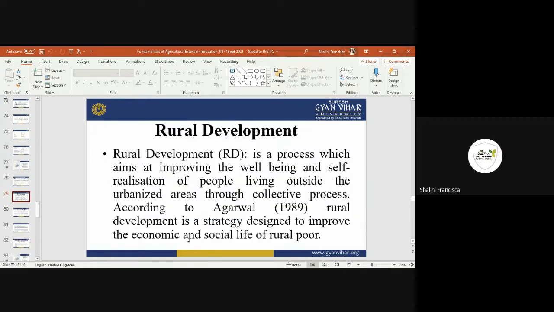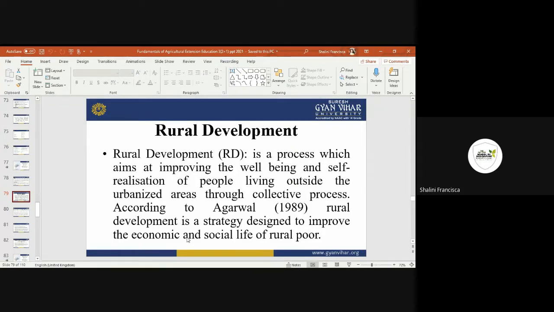So if we put together these two terms, we can say rural development is a process which aims to improve the well-being and realization of people living outside the urban areas through a collective process. So, the basic aim is improving the well-being of whom? The rural people who are solely dependent on agriculture, and their main and only occupation is agriculture. So how to improve that so that they can compete somewhat like urban areas.